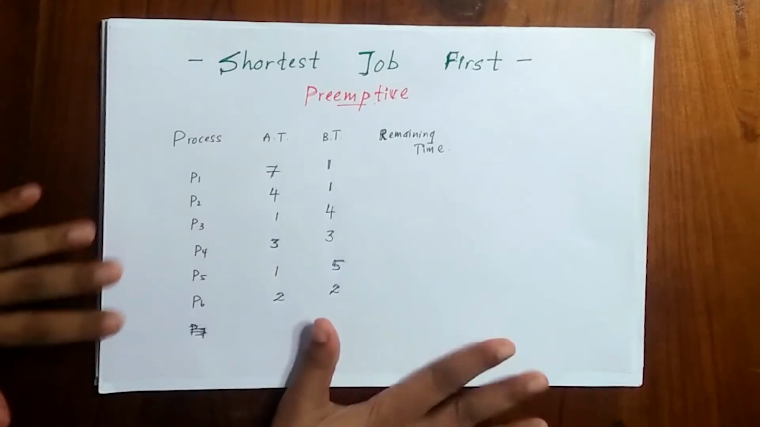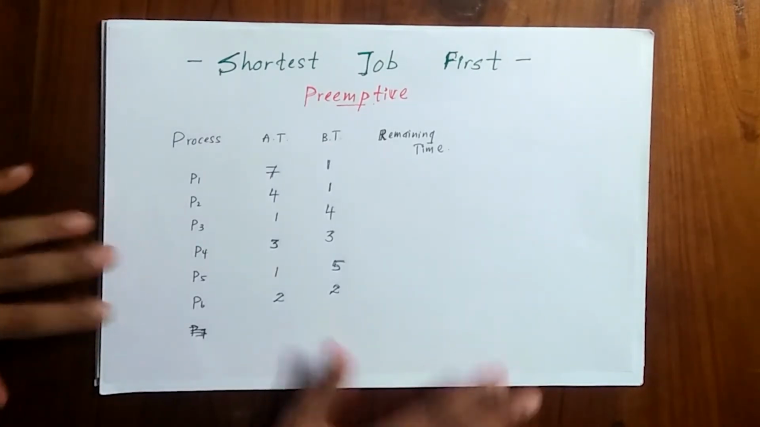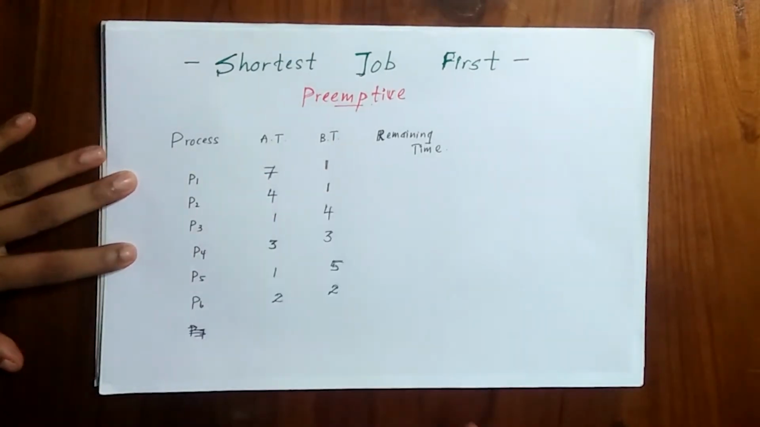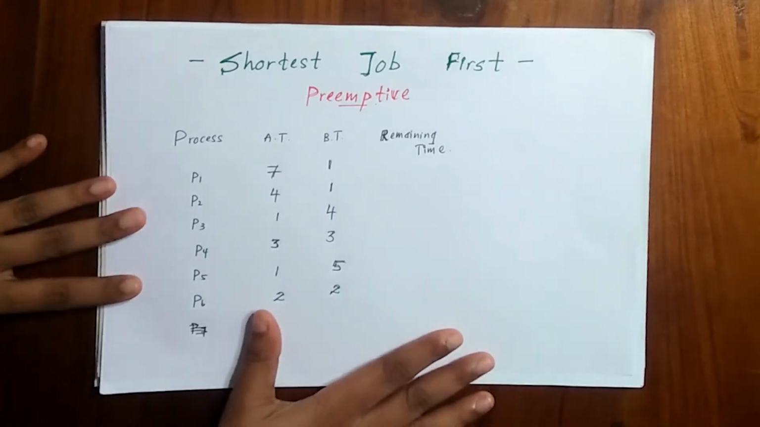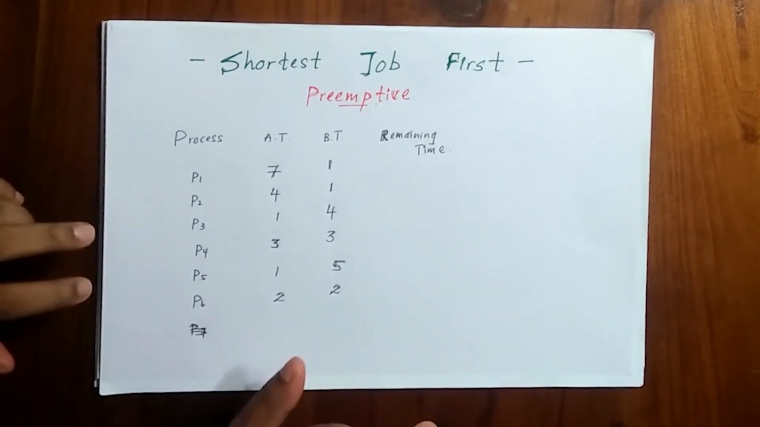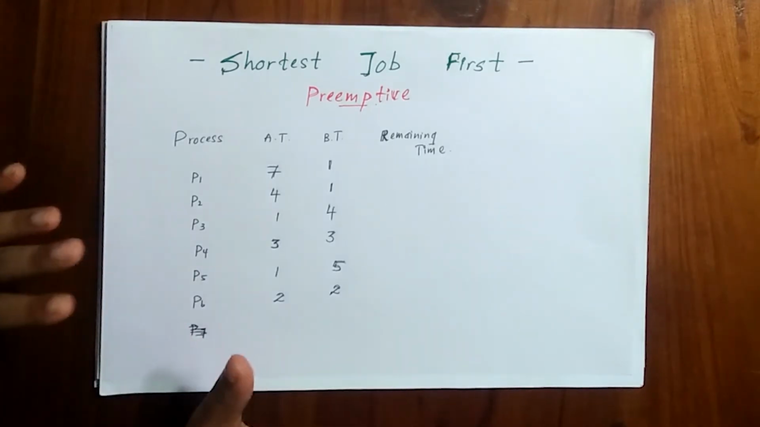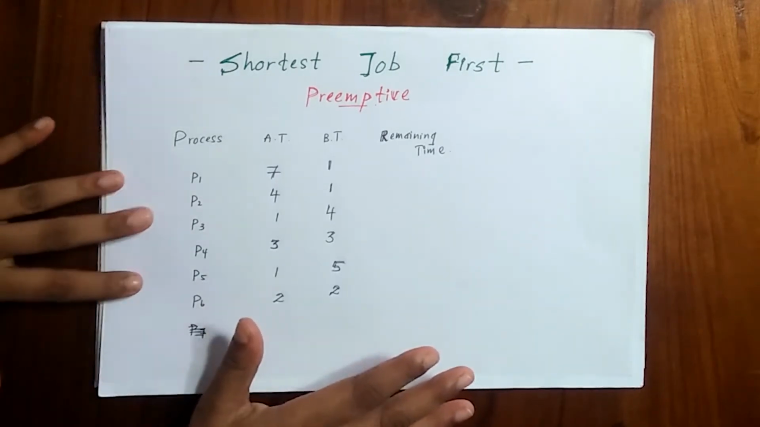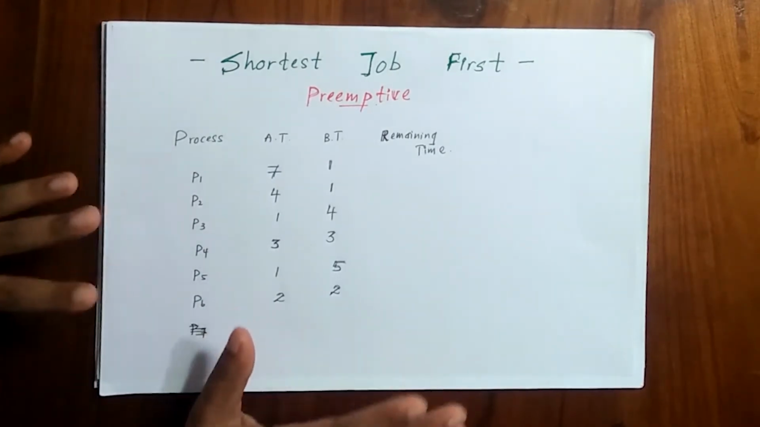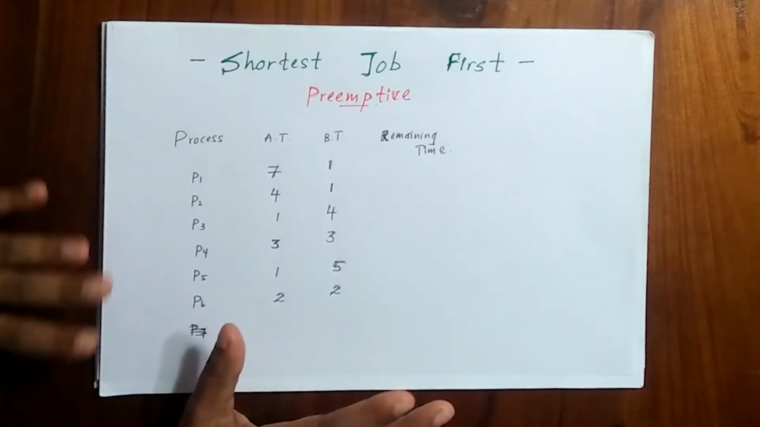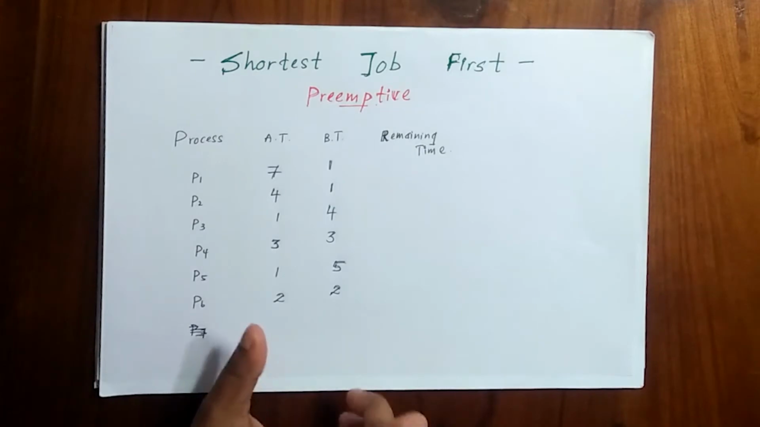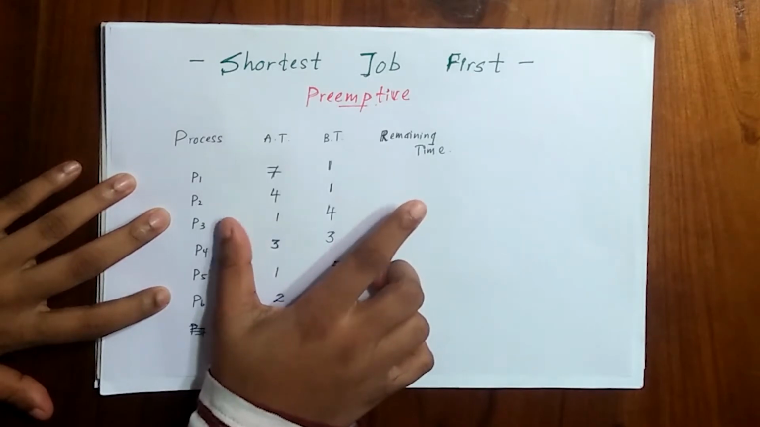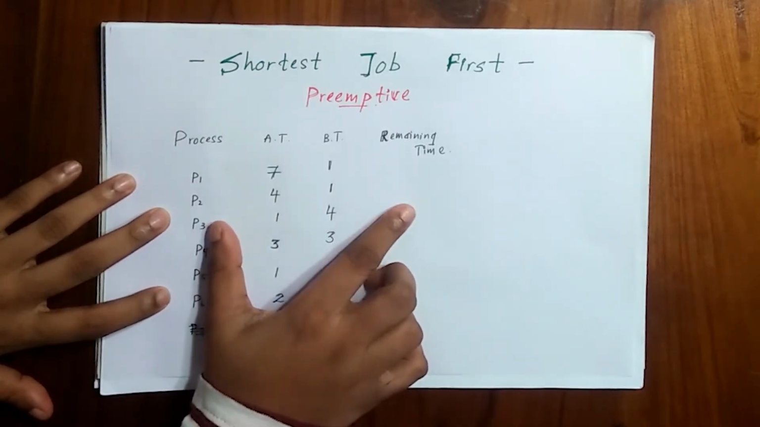Hello friends, this is the fourth video, and in this video we are going to discuss the shortest job first preemptive scheduling policy. First of all, I'm going to tell the difference between preemptive and non-preemptive. In the previous video we did the non-preemptive scheduling policy, and I told you that in non-preemptive we do not require remaining time. But in this one you can see we require remaining time.